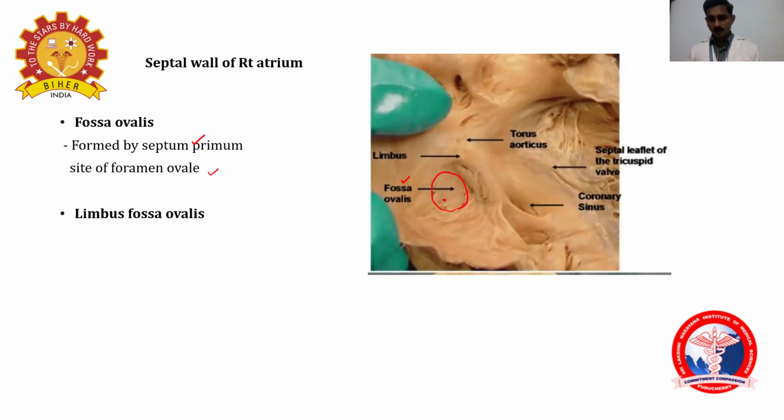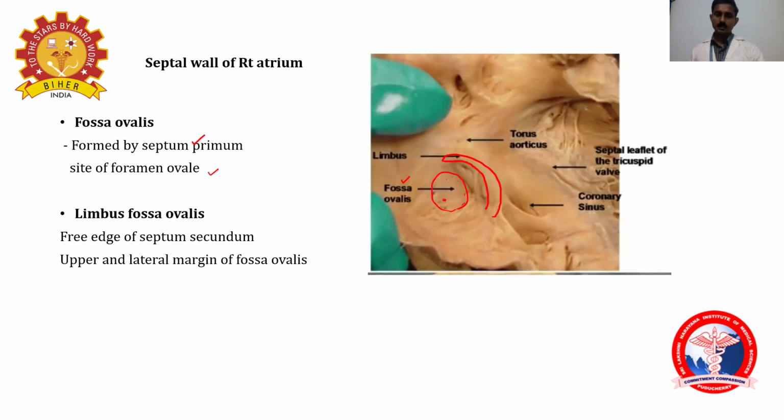Now, what is limbus fossa ovalis? It is a slight elevation. You can see here, this is a slight elevation which is present on the margin of the fossa ovalis. It's called limbus fossa ovalis. It is formed by the free edge of septum secundum. When we learn the embryology of the development of the heart, we have two structures that are forming, septum primum and septum secundum, that will close the foramen ovale. So limbus fossa ovalis is formed by the free edge of septum secundum. It also forms the upper and lateral margin of the fossa ovalis.